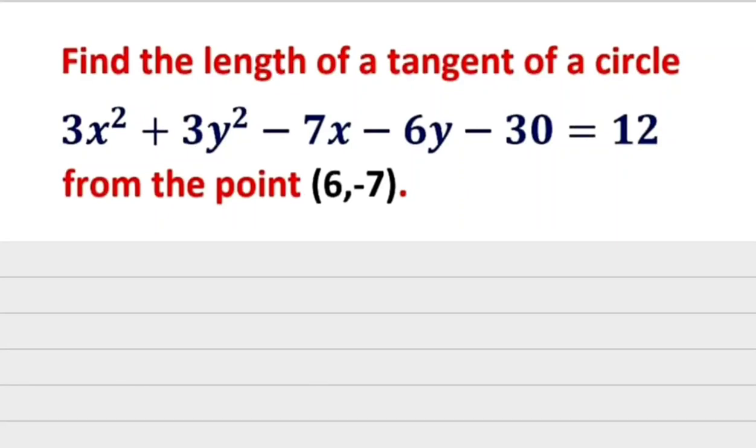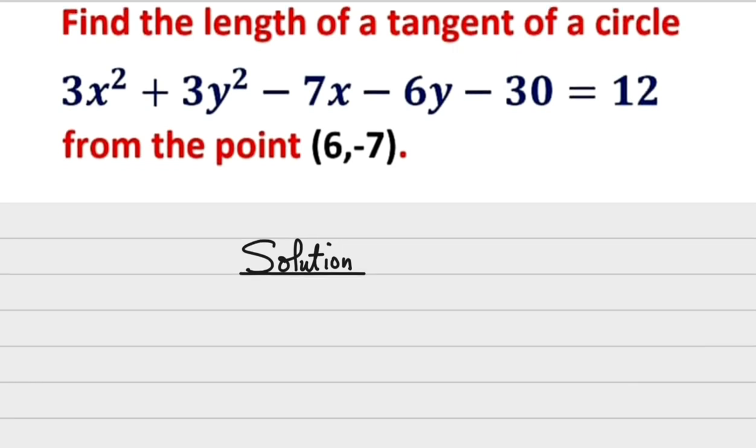Hello, students. In continuation with what I've started, I'm going to solve this question under circles, and I need you to pay attention. Okay, so we should find the length of a tangent of a circle 3x squared plus 3y squared minus 7x minus 6y minus 30 is equals to 12 from the point (6, -7). Now it's from an external point.